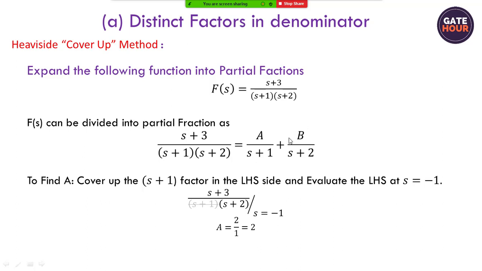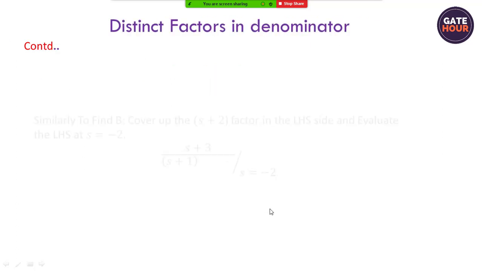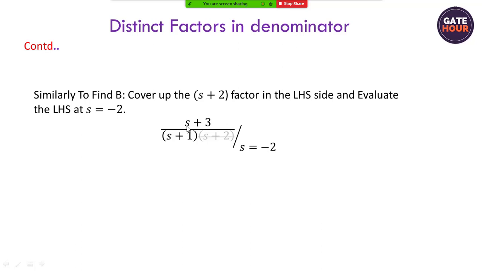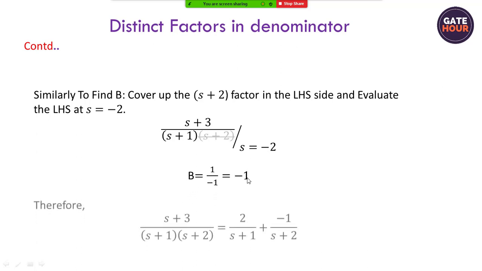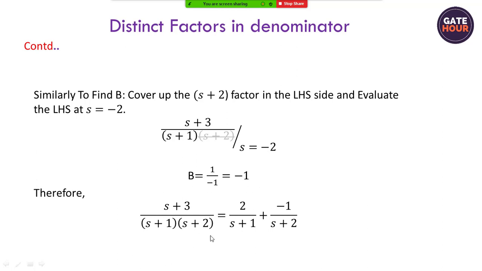Now we want to find b. How will we find b? We cover this s plus 2 term, or erase it, and substitute s equal to minus 2. So we will get minus 2 plus 3 divided by minus 2 plus 1. Remember, this s plus 2 term is not there; we have already deleted it, or covered it with our finger. So we get b equal to minus 1, and therefore we get the partial fraction expansion like this. If three denominators are there, we will get one more factor here.